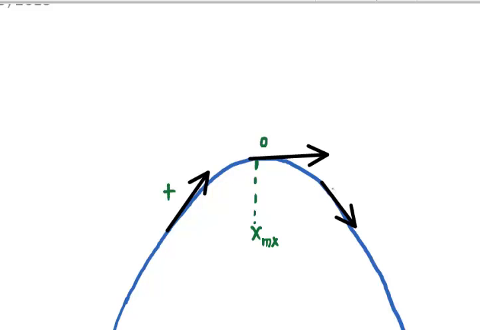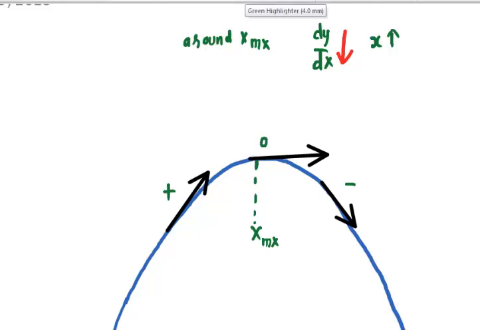And after x max, the slope of the tangent is negative. What does that mean? Around x max, we have a trend like dy by dx is going from positive to 0 to negative. That means dy by dx is decreasing. So dy by dx decreases as x increases. As x increases, dy by dx decreases.